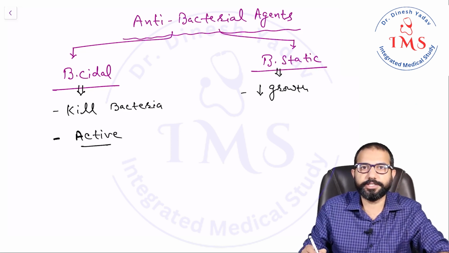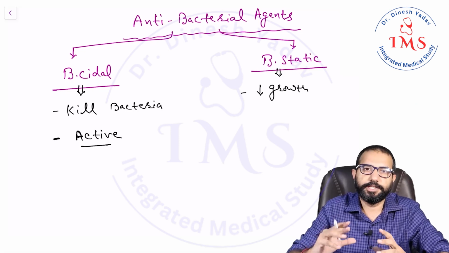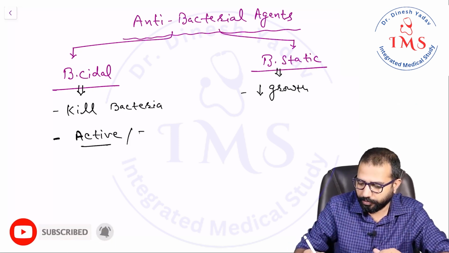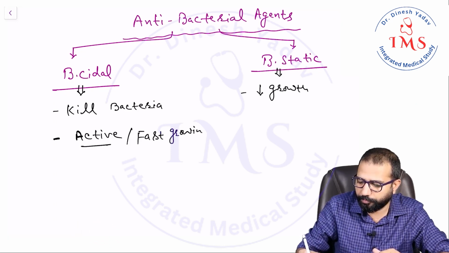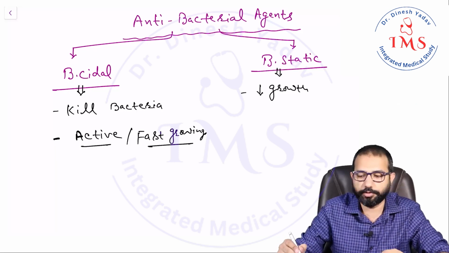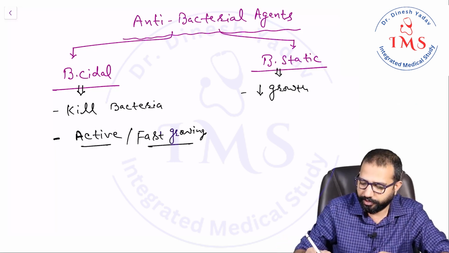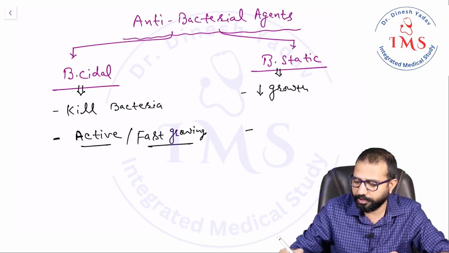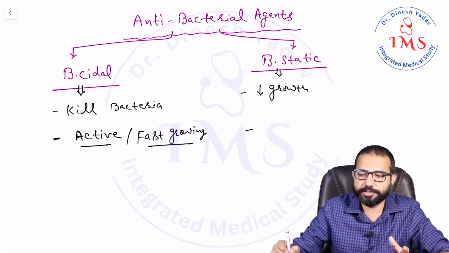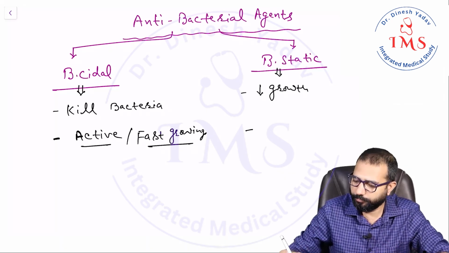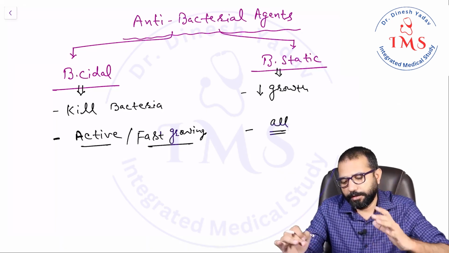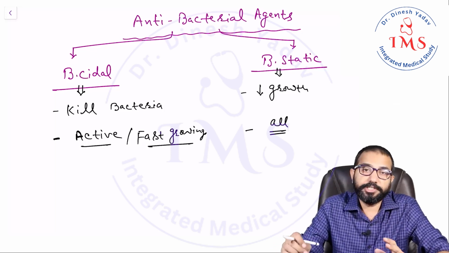Now, bactericidal agents are effective against active, or you can say fast growing bacteria, not only bacilli, even the cocci. So they are effective against active or fast growing bacteria. Bacteriostatic agents are not only effective against fast growing, they are effective against all. So this is the difference. Bactericidal is only and only effective against fast growing.